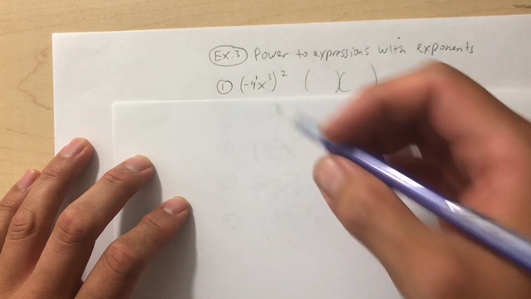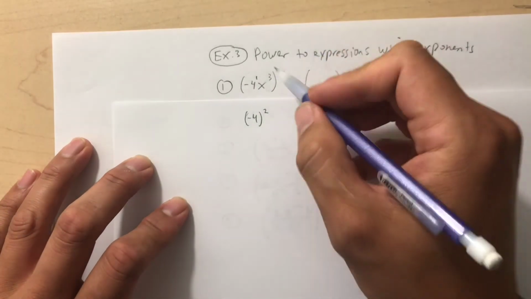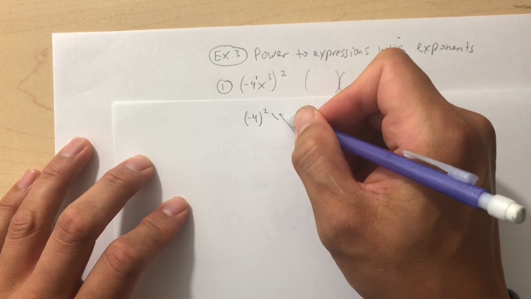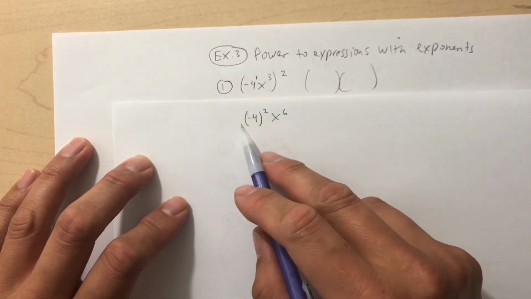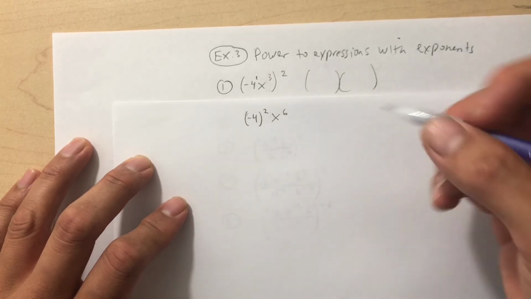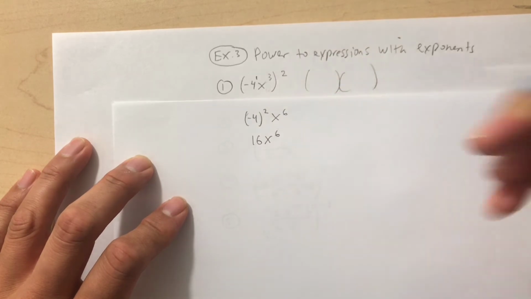If there's a negative, use a parenthesis, please. So that's negative 4 to the 2nd power. Multiply the exponent, you get x to the 6th. I'm not done yet because I need to do negative 4 to the 2nd power. Now this one has a parenthesis, meaning it's negative 4 times negative 4. And that will give me 16x to the 6th.